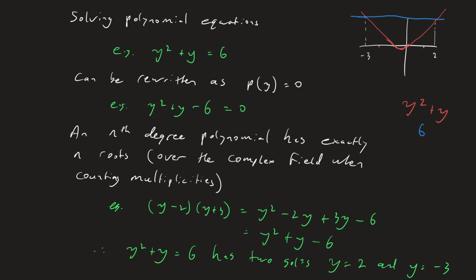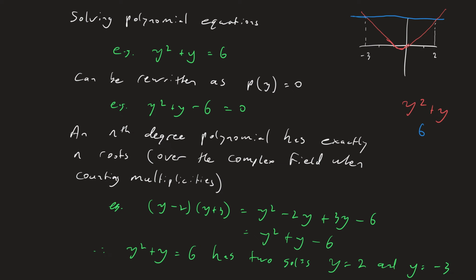You might ask, are there any other solutions? Well, graphically it doesn't look like there are, because as y gets bigger, this is going to get bigger. And as y gets smaller in the negative direction, this is also going to get larger. So it looks like there are only two solutions. We can actually study this mathematically. And interestingly, mathematically, we can prove something about an nth degree polynomial. The degree of a polynomial, you look for the y to the largest power, and that largest power is the degree. So in this case, this is a degree 2 polynomial, also known as a quadratic.